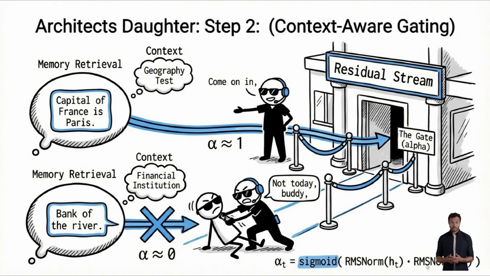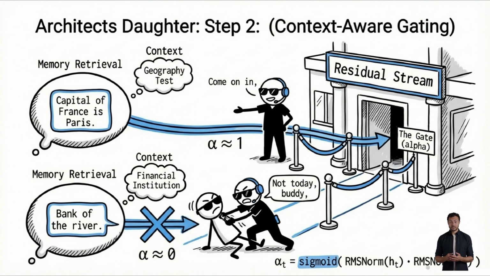In step 2, the model decides whether a retrieved memory should actually influence the answer, using context-aware gating. Think of it like a bouncer at the door of the residual stream. If the context is a geography test, and the memory says, "the capital of France is Paris," the gate opens wide. Alpha is close to 1, so that information flows in and helps.